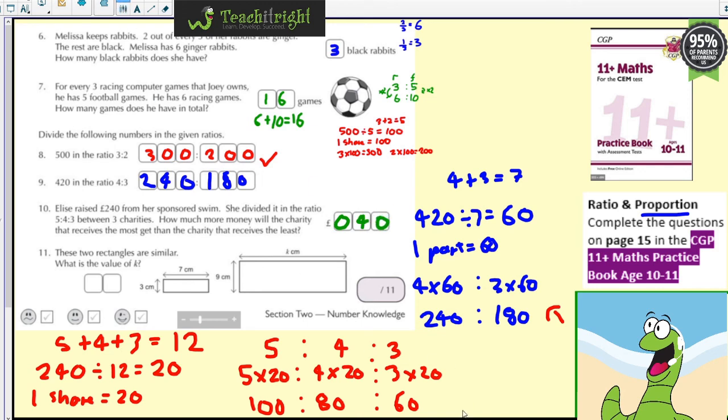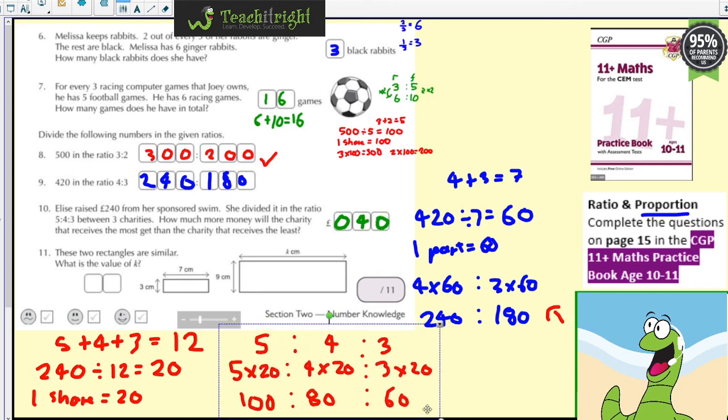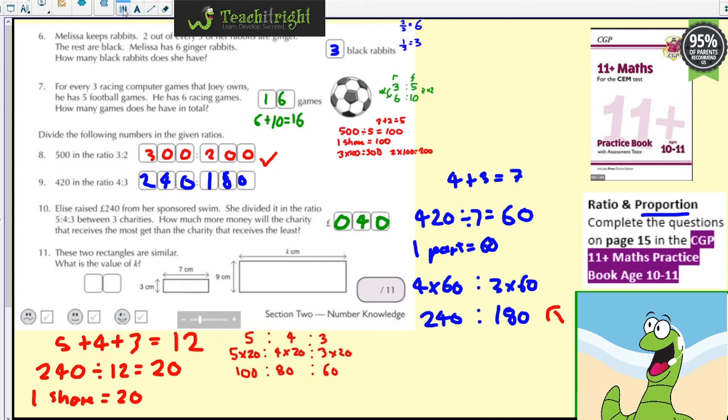But let me just show you the shortcut. So that's sort of one way of doing it, and that's the most complete way. But the speediest way is to think, okay, well, how much more money will the charity the most versus the least? Well, what's the difference in shares? Well, the difference between having 5 shares and 3 shares is 2 shares. And the value of 2 shares is going to be 2 times 20, because 1 share is 20. And 2 times 20 also gets you to 40.